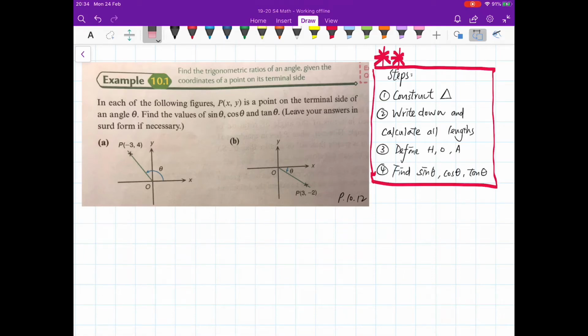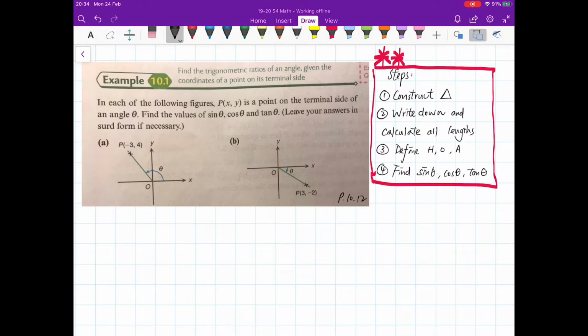So in this part of the video, I will give you some examples. In this section, when we do the questions, we have some steps to follow. So please mark down the steps on your notebook. So there are 4 steps.